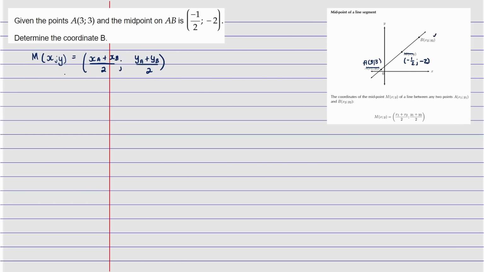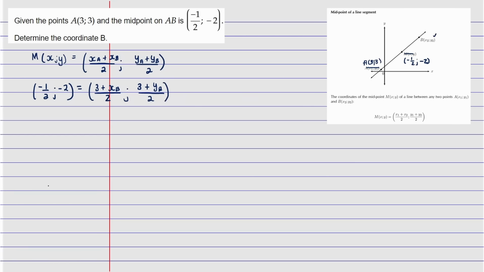So now, what is the given information? I'm going to substitute the midpoint. We know that the midpoint they gave us is negative 1 over 2, negative 2. Then they gave us the point A, right? So let's substitute. It's going to be 3 plus, we're looking for the coordinate of B, so XB is not given. That's what we're calculating. Then it's going to be 2. Then here it is going to be 3 again, plus YB, divided by 2, right?